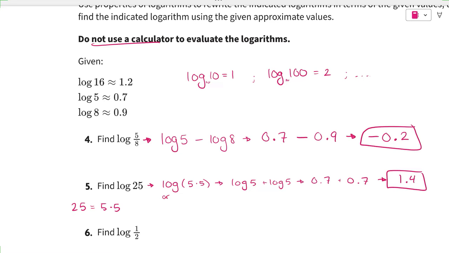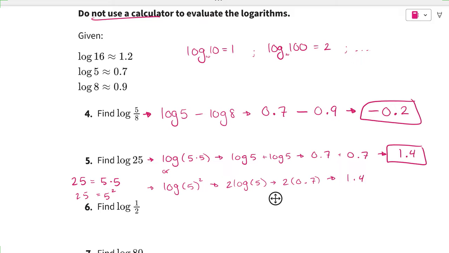We could also have thought of it as 25 is 5 squared. We could have used the power rule. So this could have become log of 5 squared, which could become 2 times log of 5. And I actually prefer this way. I prefer the multiplication, but it is just a preference. There's not one way that's sort of better than the other. I just like multiplication over addition since it's less to write. So 2 times 0.7 is 1.4. We get the same result.